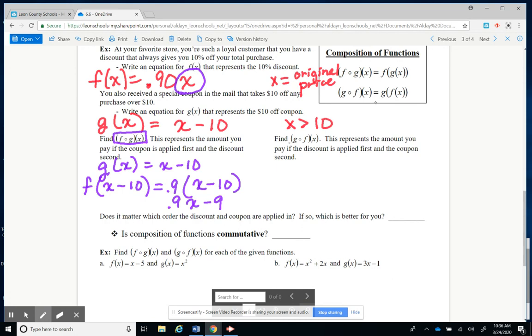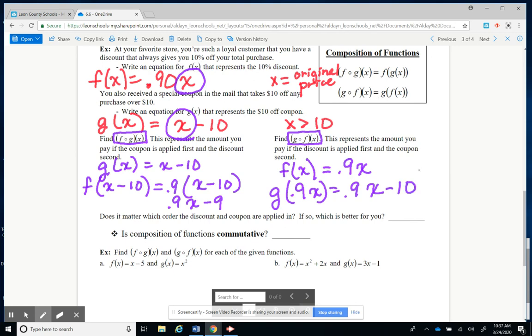All right, let's look at the next one. We're going to do a composition of g of f of x. Now notice f of x is closest to the x, so that's the one we want to look at first. So f of x is 90% times x, which is 0.9x. We're going to take that and input it into the g of x problem. What is g of x? Well, g of x is x minus 10. So you're going to put the 0.9x where you see the x in the x minus 10. So it's going to be 0.9x minus 10. And we don't have to do anything to that one.